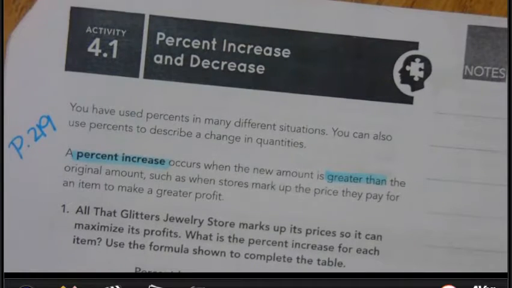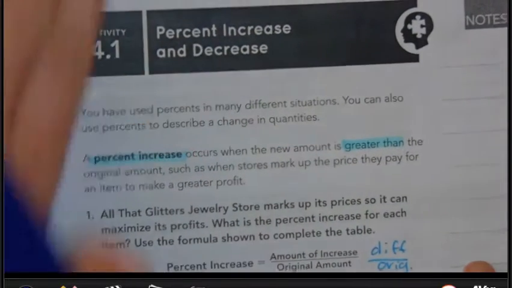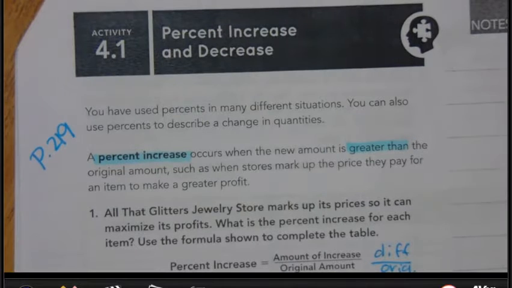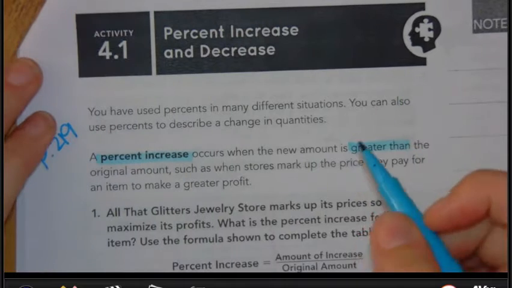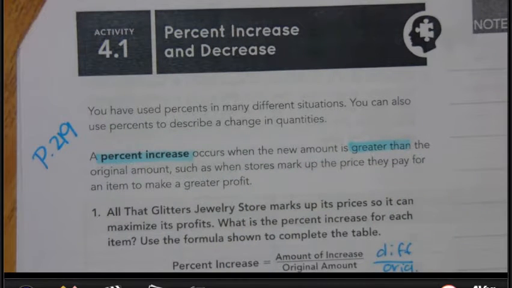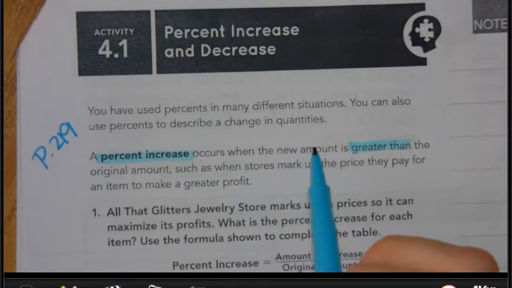All right, if you would please turn your textbooks over to page 219, and we're going to start with activity 4.1. Again, that is page 219. All right, percent increase and decrease. So you have used percents in many different situations. You can also use percents to describe a change in quantities.